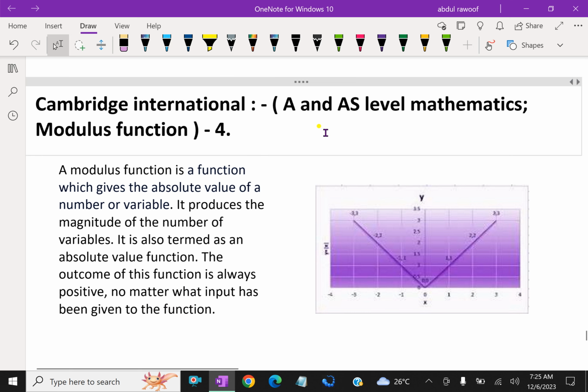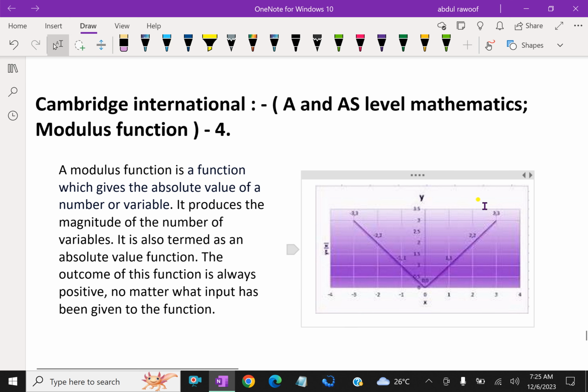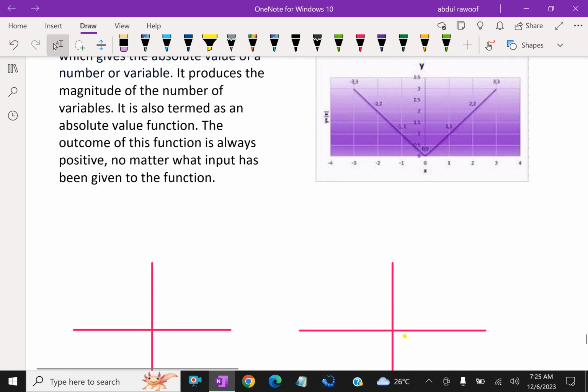For example, we are giving one function. If we give the value for x negative or positive, the final y value must always be positive. It's called a modulus function. Let us consider some examples so we can understand this concept.